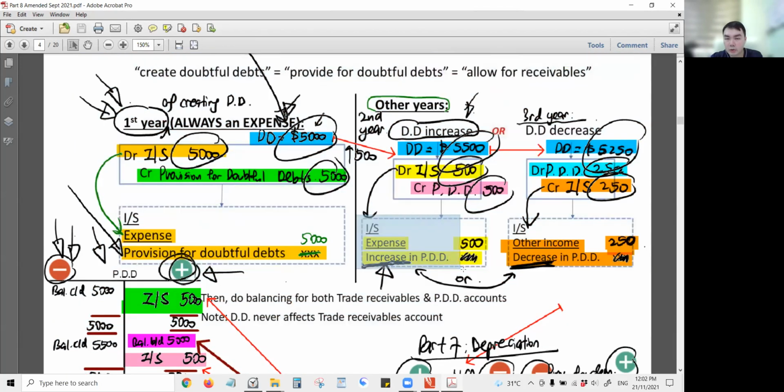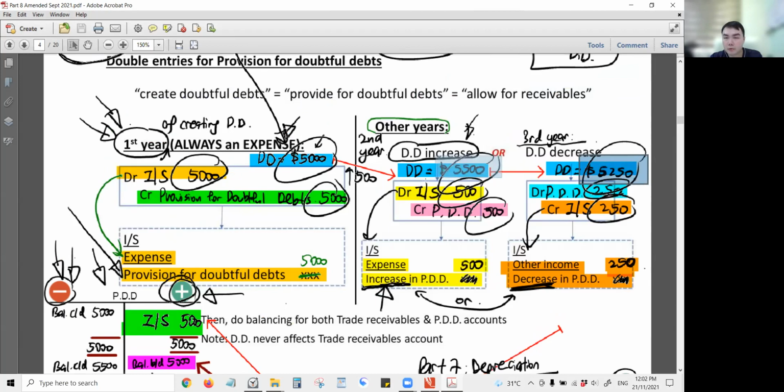In the income statement, you show it as an expense, increase in PDD 500. Third year, I'm showing a decrease here. The doubtful debt is 5250. It has dropped from 5500 to 5250. Drop by how much? 250, right? 5500 to 5250, drop by 250.